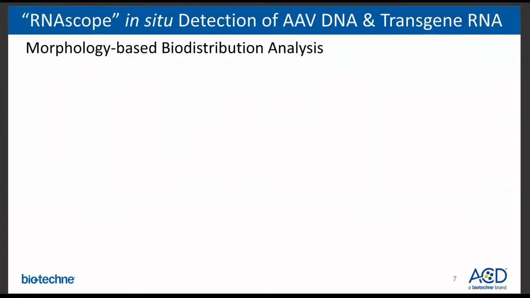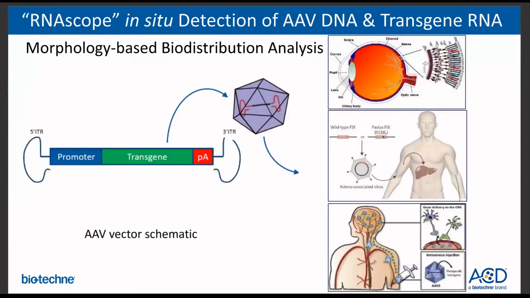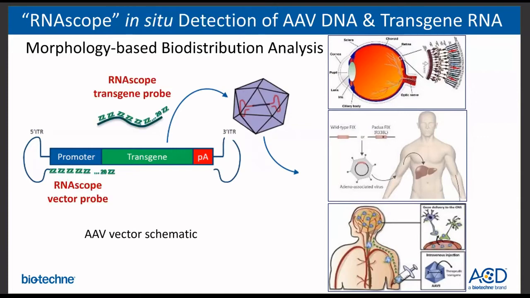Moving on, this is just going to be a little sneak peek into AAV and transgene detection that we'll talk about more in depth later and show some cool and interesting case studies. As you will observe here, RNAscope technology is being leveraged for detection of AAV-based viral DNA and transgene RNA. On the right side, you can see eye tissue, liver tissue, and also AAV-transduced brain tissue as well. We'll go back to this slide later on.